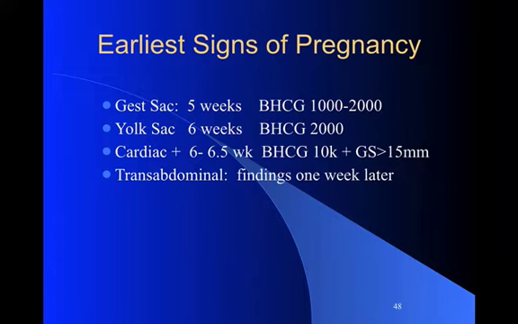So the earliest signs of pregnancy and their correlation to a beta HCG is a gestational sac at 5 weeks should have a beta of about 1,000 to 2,000. We should see a yolk sac at 6 weeks, and the beta HCG should be greater than 2,000. At 6 to 6.5 weeks, we should see cardiac activity, and the beta at that point will be greater than 10,000, and the gestational sac will be greater than 15 millimeters. Transabdominally, all of these findings are at least 1 week later.